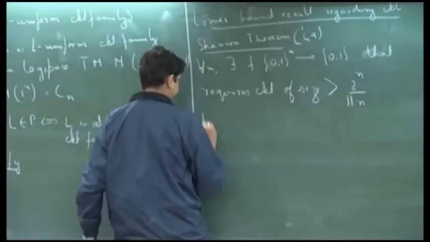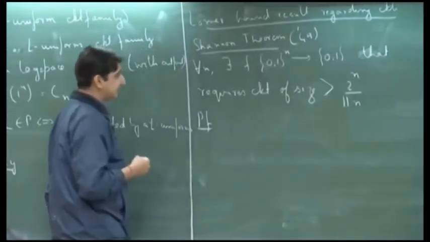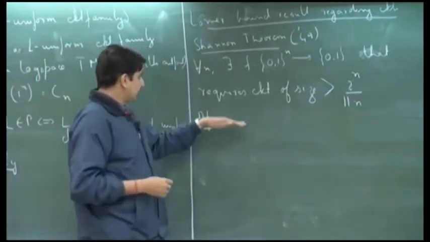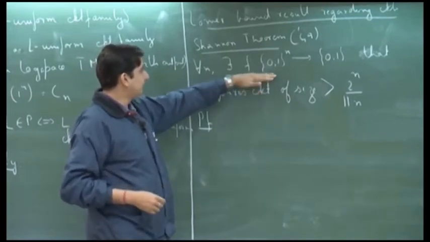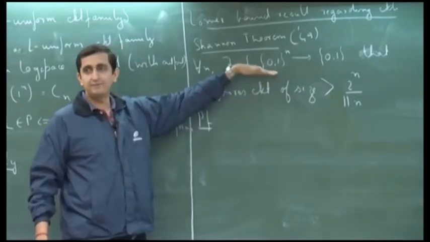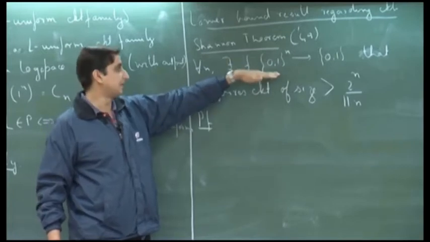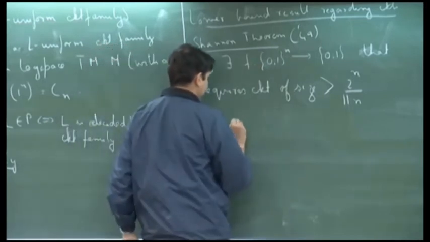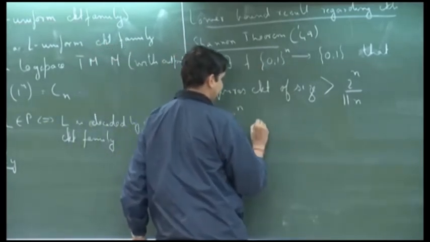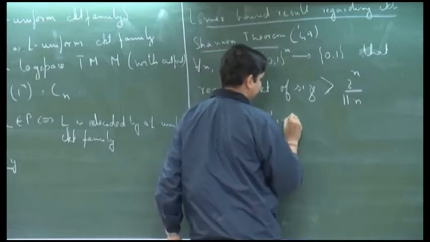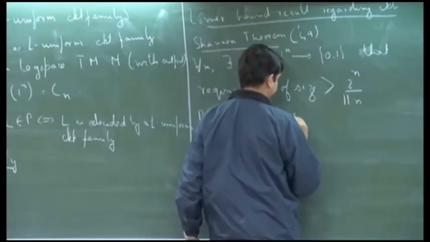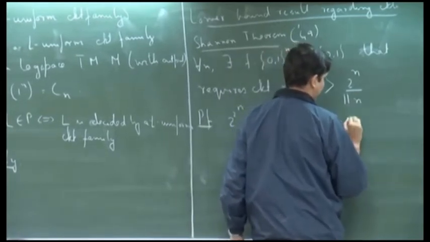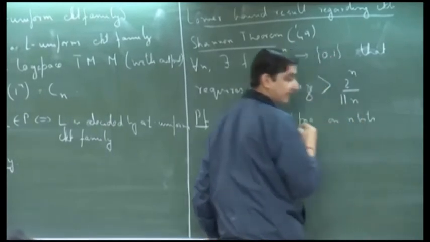And the proof is basically just a pigeonhole principle kind of argument. So, let us quickly run through it. How many functions are there on n variables, I am sorry, on n bits? 2 to the power 2 to the power n, right. So, there are 2 to the power 2 to the power n distinct functions on n bits, right.